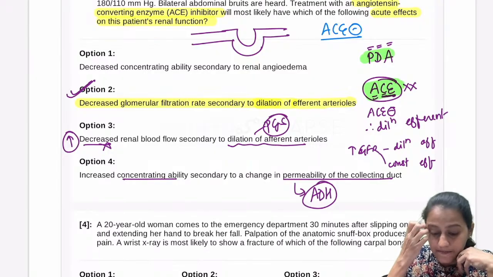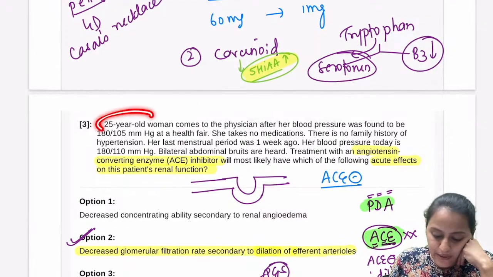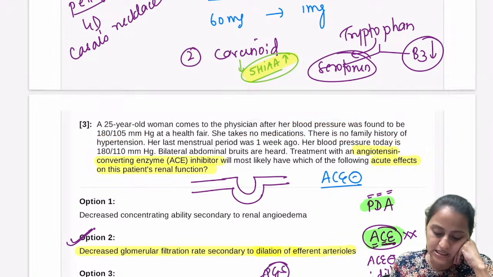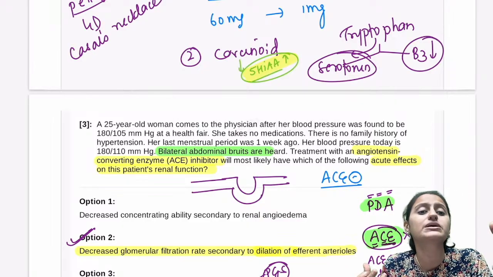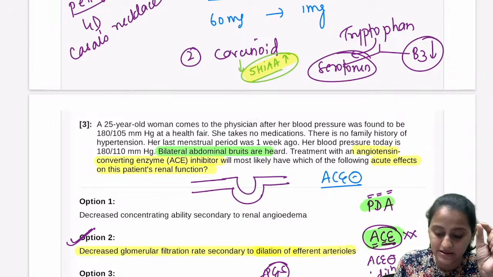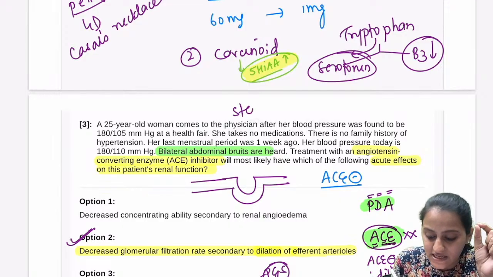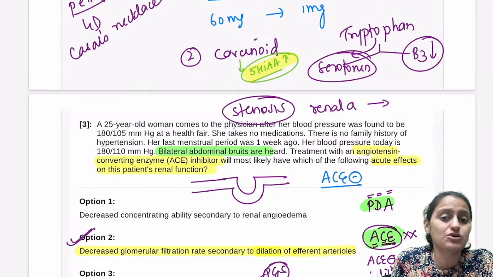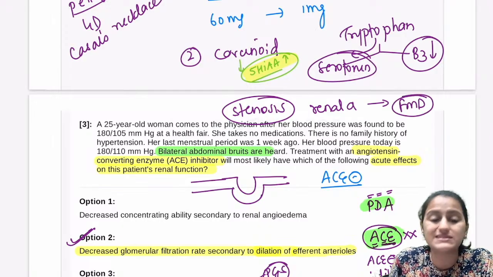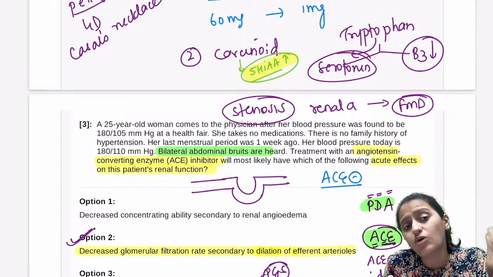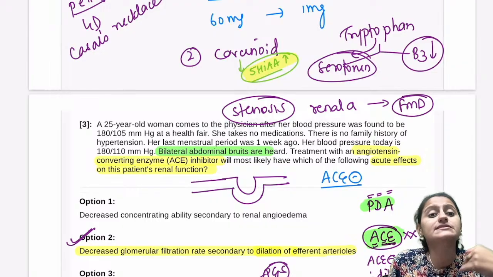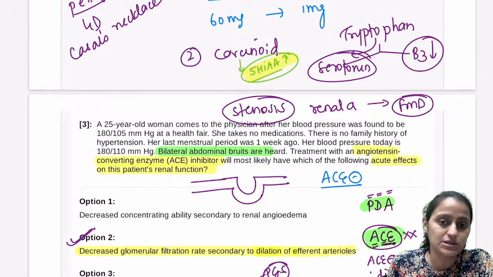Okay. So if you look at the question here, a 25-year-old woman, high blood pressure, no medications, no family history, and there is bilateral abdominal bruit. So remember that bruit anywhere is indicating there's narrowing in the vessel. So basically there is some stenosis which is present. So this is a patient who has renal artery stenosis, maybe most likely due to fibromuscular dysplasia, which is a cause of renal artery stenosis in young females. And that renal artery stenosis leads to secondary hypertension, the renovascular hypertension.